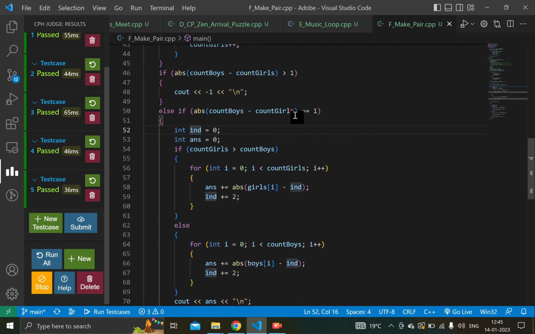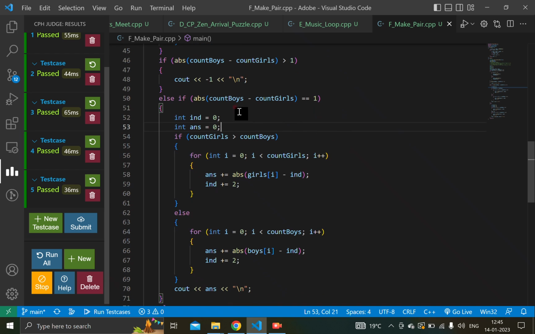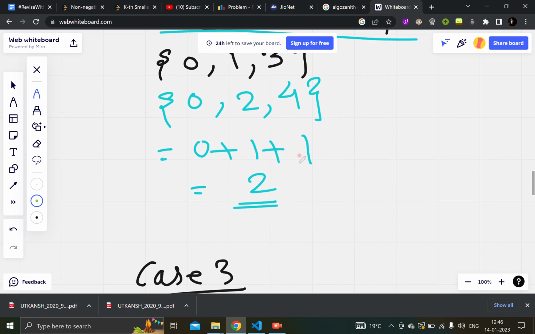Now in case 2, what will happen when the number of boys and the number of girls differ by only 1, right? Then in that case, whoever is in the majority, we will put them at the even indices, right? I have done the same thing here. What is the index 0 doing here, right? Let me bring you back to that tab. Okay, where it was.